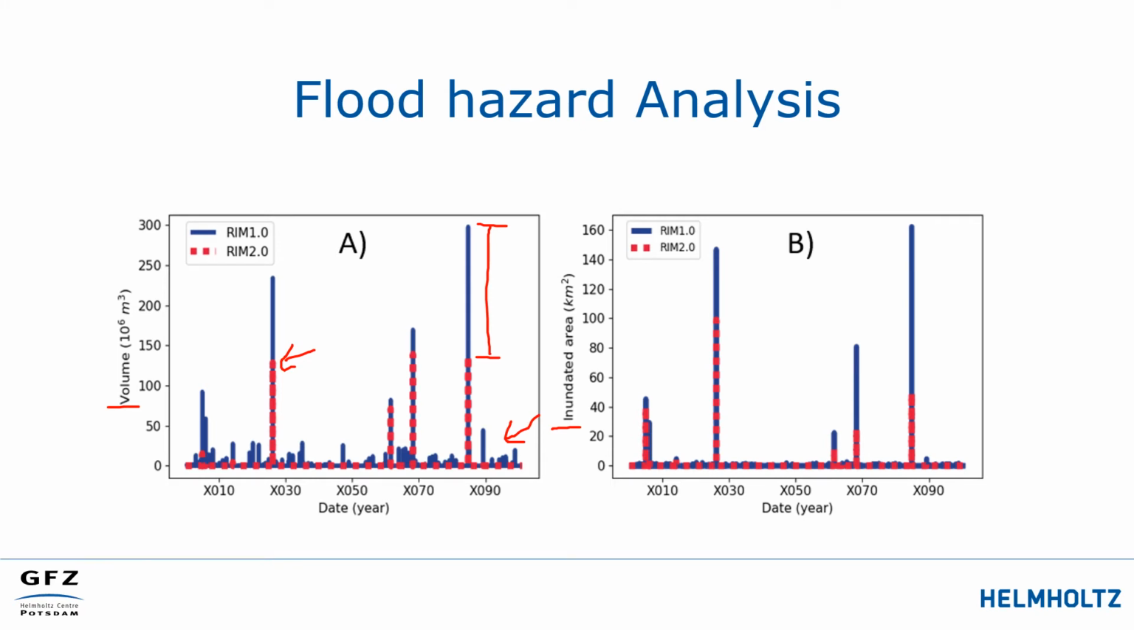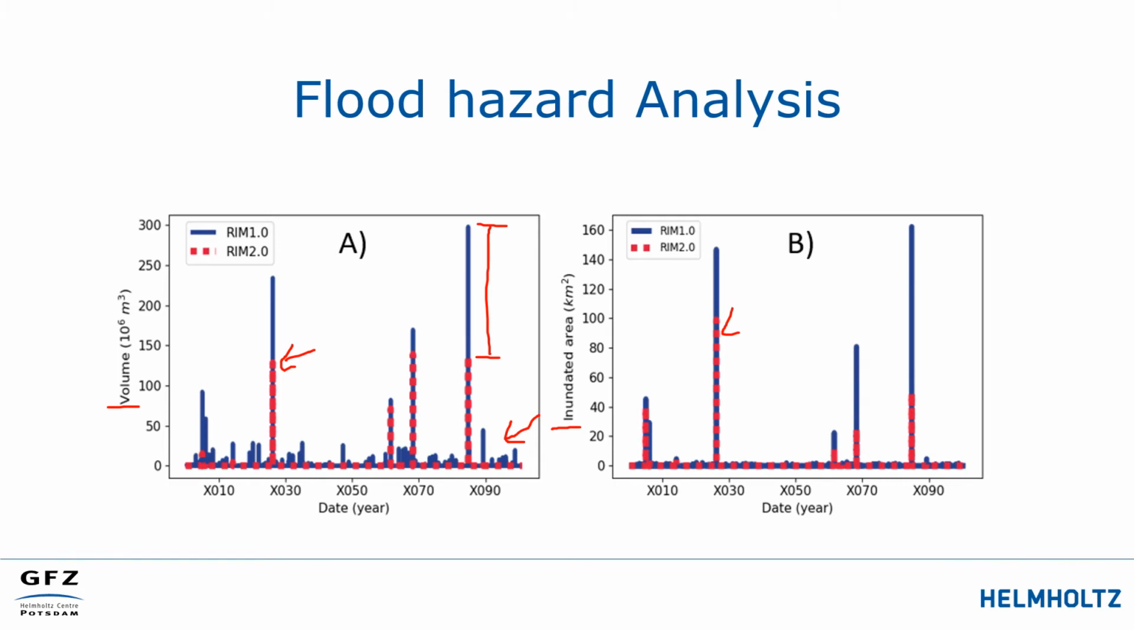Taking into consideration that the dike system in the Rhine is designed for a 200-year return period, the simulation of volume and inundation area by RIM2 seems more realistic, and that's because of the reduction in the inundation area and volume in RIM2 when inundation happens at the upstream, and this interaction does not exist in RIM1.